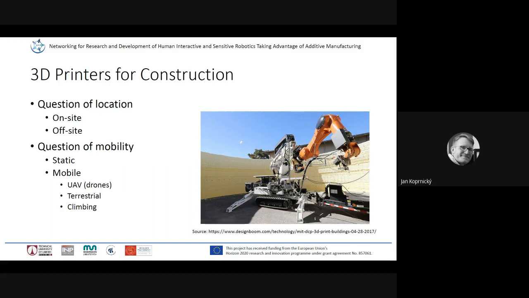But this system can also work with shovels, or it can dig material or ground and so on. So it's quite a universal system. If you take a look on the left, it could be used on site, and it's for sure a mobile robot, and it should also handle questions of navigation, localization, and so on.